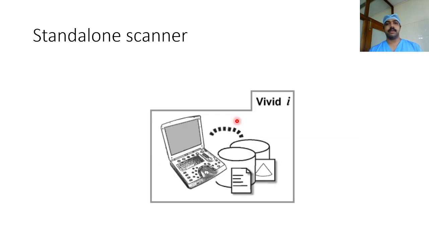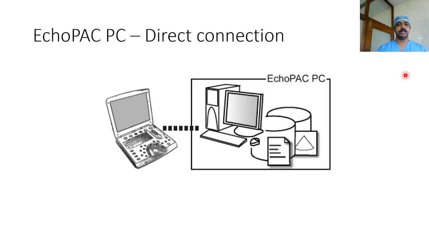Generally, near the Echo machine they keep a normal desktop computer and install the software in that, and typically they call it an EchoPack PC. Once we acquire the image, it is immediately and simultaneously saved to the EchoPack PC, and from the EchoPack PC, via the hospital network, it is transferred to the PACS server in our hospital. Same for CT also.